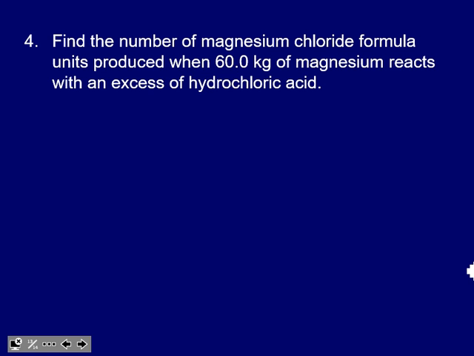Find the number of magnesium chloride formula units. Oh, that's why I did this. Yes, produced when 60 kilograms of magnesium reacts with an excess of hydrochloric acid. So, what are my reactants here? Magnesium and hydrochloric acid, Mg plus, oh, the dreaded hydrochloric acid.